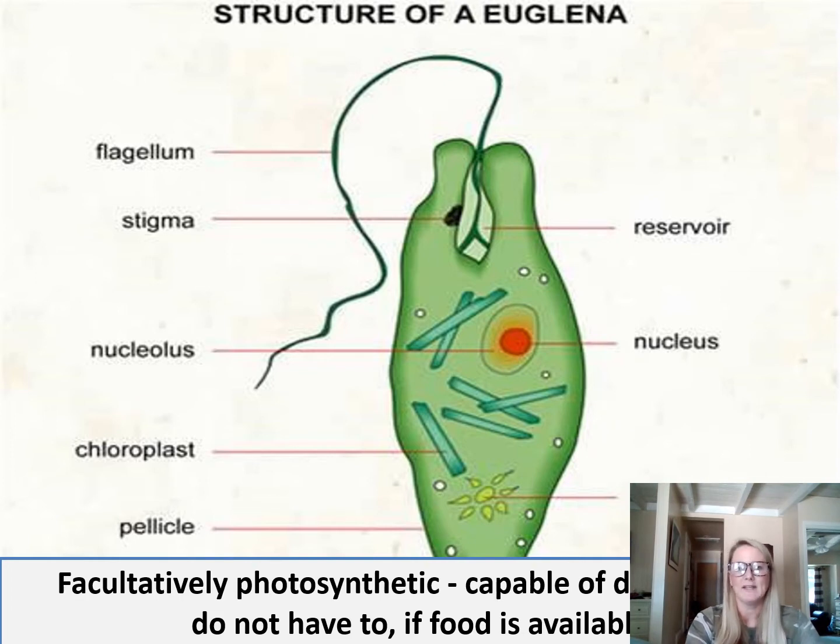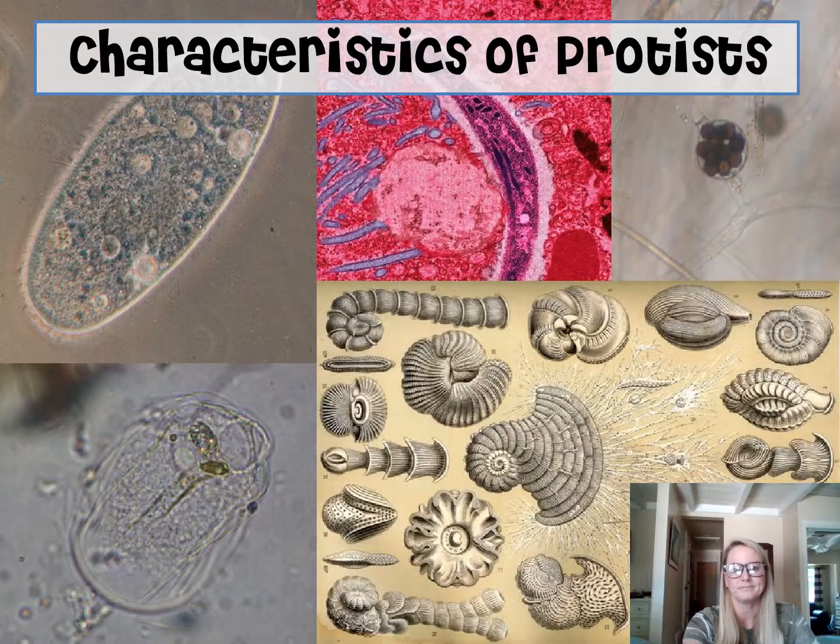We call Euglena facultatively photosynthetic because they can perform both photosynthesis and respiration. So if there's sunlight available, they will perform photosynthesis, but if not, they can eat too. What's also pretty cool about these Euglena is they have a little tail, and we call that tail a flagellum, and they use this primarily for transportation.